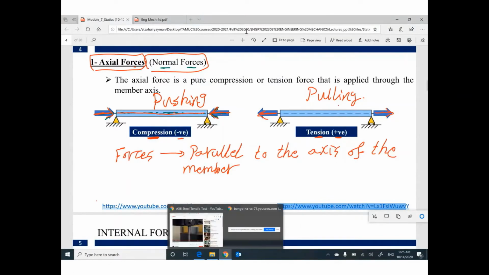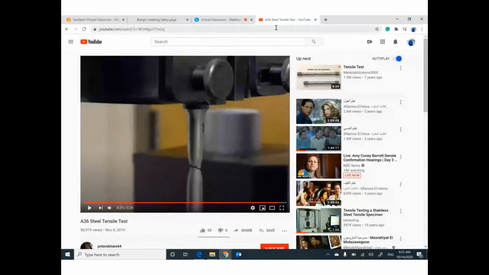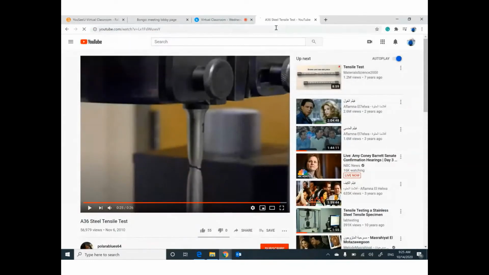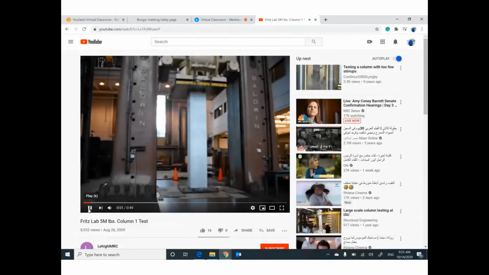Sometimes your member is under compression. So we have a column or member, a vertical member, and we are applying a vertical force coming down, and we have another force coming up. So this member is under pushing. What will happen?